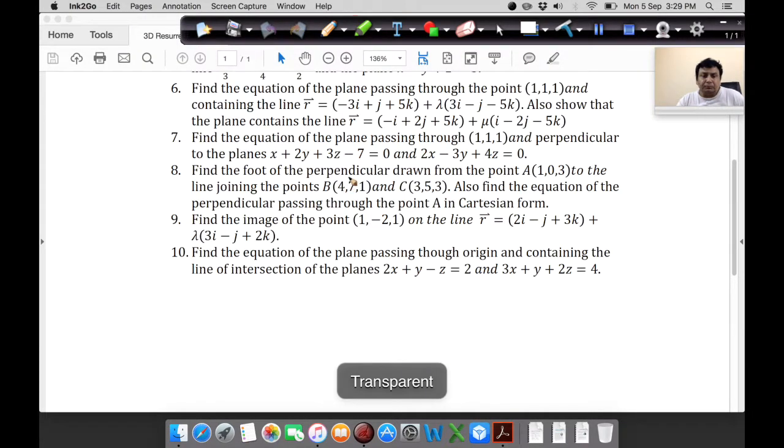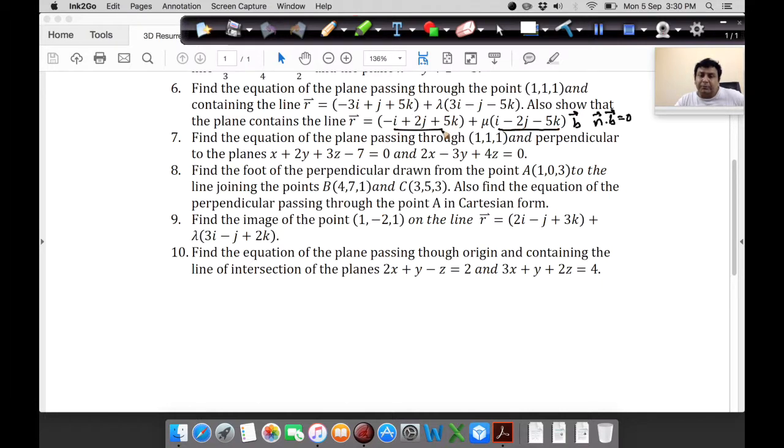Now the next part of the question says show that this plane contains this line. This plane will contain the line if the line is perpendicular to the normal. So let's call its direction B, suppose; then n dot B should equal 0 is one condition, and the other condition is that this point should satisfy the equation of the plane.